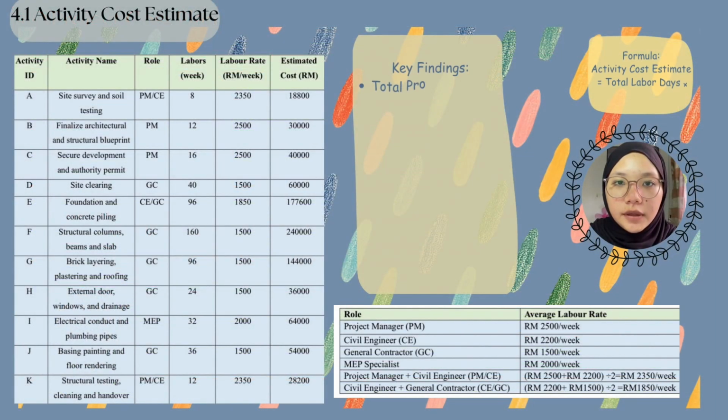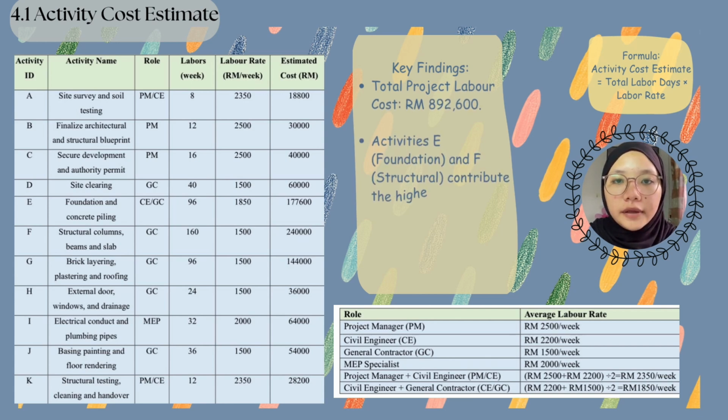Moving into our estimates, as shown in the table, we calculate cost based on the total labor days multiplied by the specific labor rate. Our key finding is a total projected labor cost of 892,600 ringgit. Activities E and F, covering foundation and structural work, also contribute the highest cost due to the intensive labor requirement.